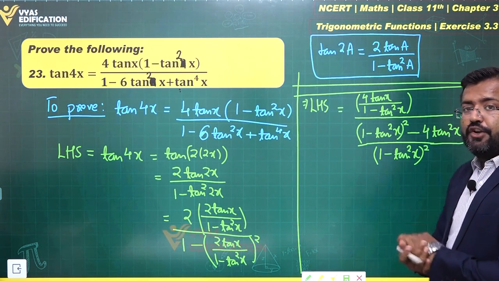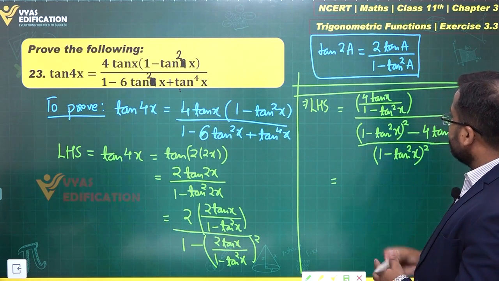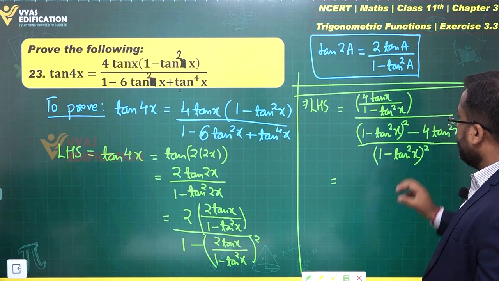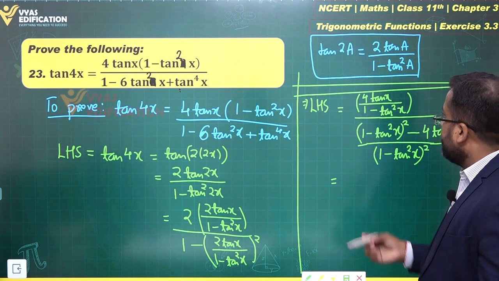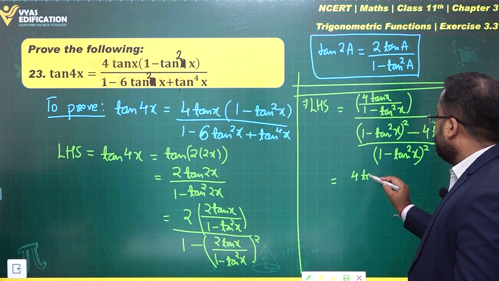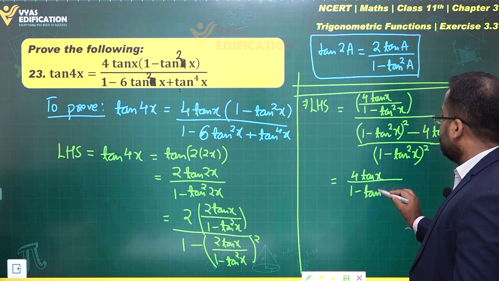This is what it will convert into. What else? Next step is to simplify this further. This is numerator, denominator. Numerator divided by denominator can be converted by inverting the denominator and multiplying it. What you have is 4 tan x over, this is 1 minus tan square x.